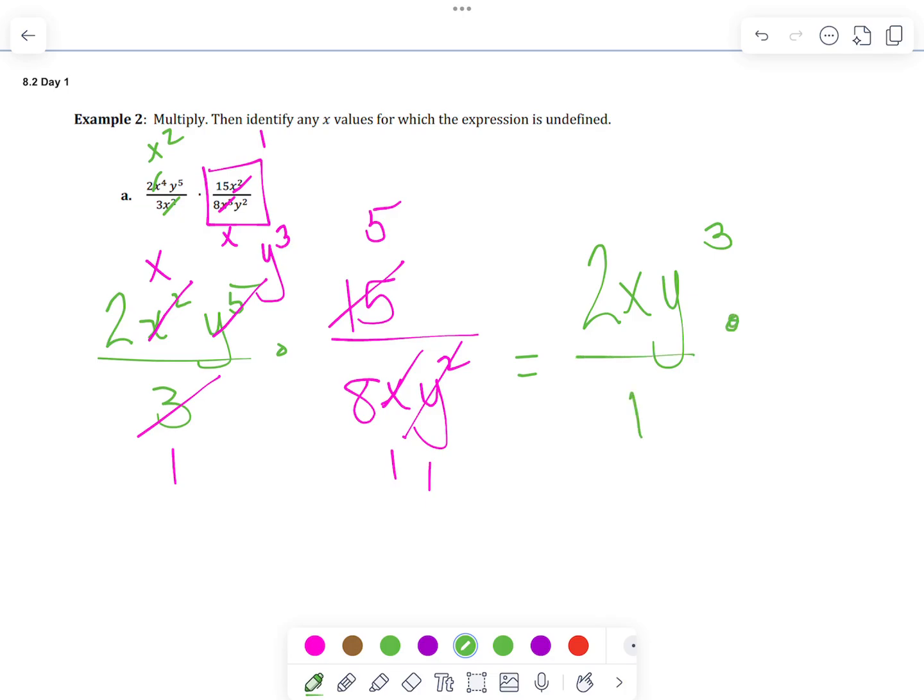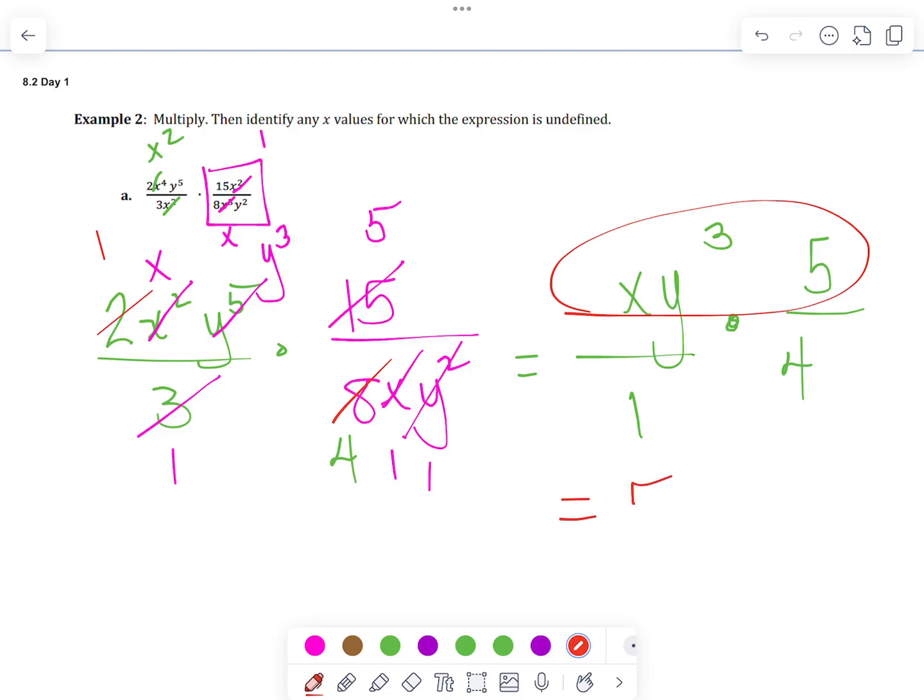And then in the second fraction, I have a 5 over, I forgot to do this one here. The 8 and the 2 have a common factor. So that 2 will be gone, and that becomes a 4. So 4. And now we multiply across, and we get 5x y cubed over 4.